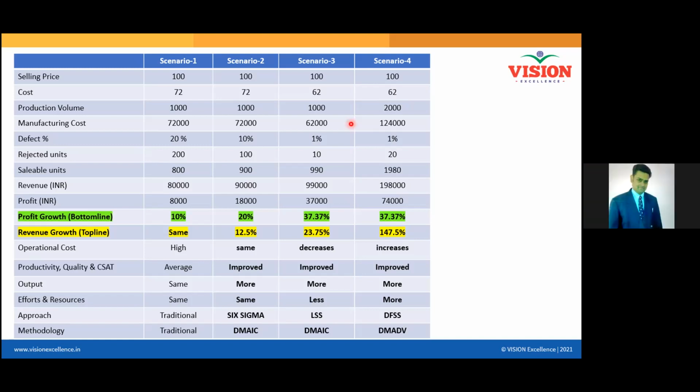Good. So for the first 3 scenarios, we are targeting the same capacity. We are targeting to improve the profit.